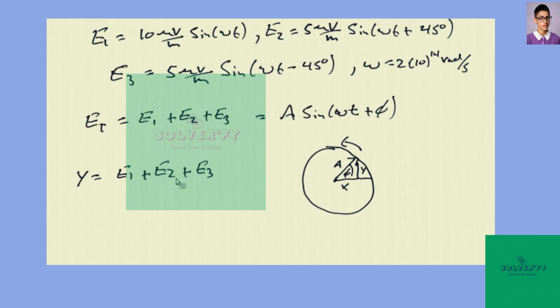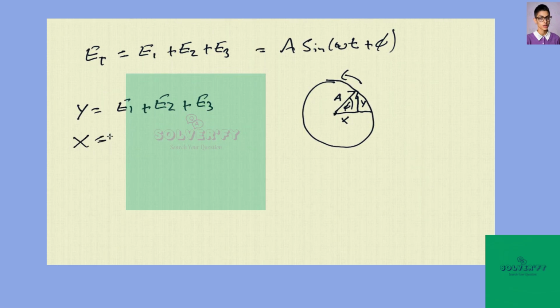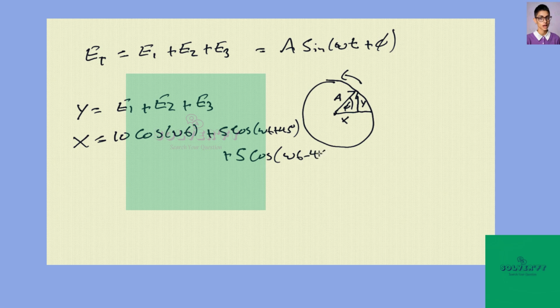All right, and that's all these sine pieces here. The x component is the same thing, but with cosines. I guess I should just write it out. So E1 was 10, and I'm not going to write the units. The units for all of these are microvolts per meter. So 10 cosine omega t, plus 5 cosine of omega t plus 45 degrees, and plus 5 cosine of omega t minus 45 degrees. And the y components are just the same thing but with sines instead.